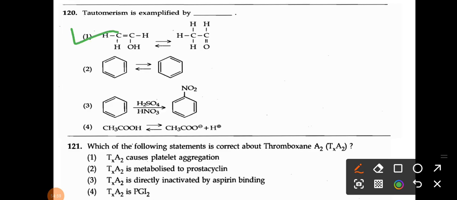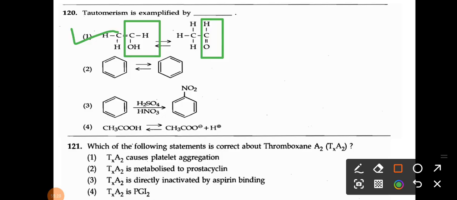Option A is the correct answer, because CHOH is converted into C double bond OH. Here you can see keto-enol, right? This is the enol and this one is your keto form, right? So that's why the tautomerism is given in the first option. So that's why option 1 is correct.